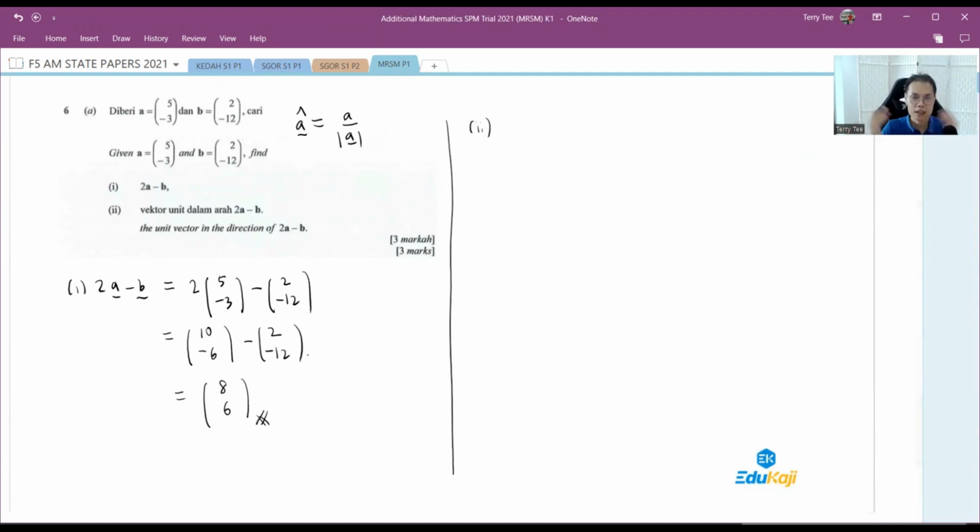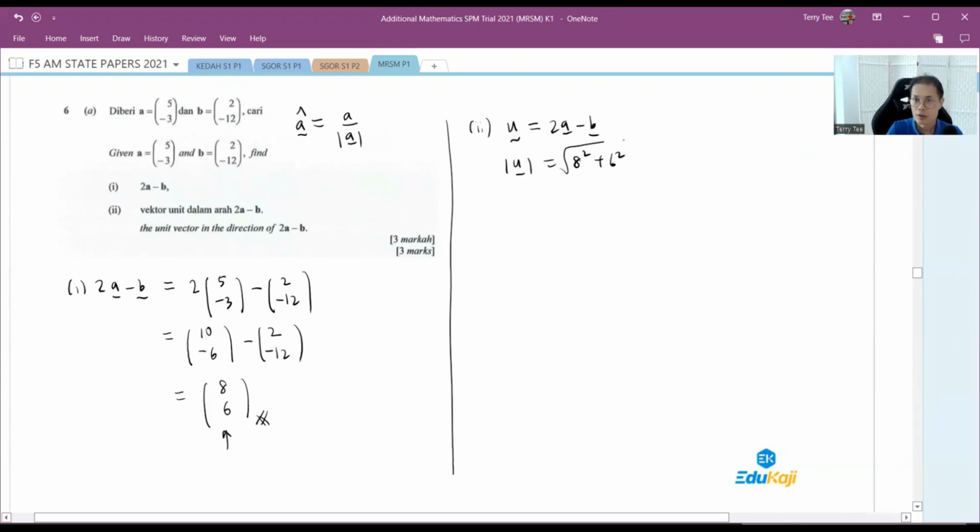Just like buying vegetables. Price of 5 kg is 10 ringgit. Price of 1 kg, you divide by 5, you get 10 divided by 5, 2 ringgit per kg. So you're finding per unit of a particular vector. So what most people will do is take this vector and divide by its magnitude. We can just represent this with another symbol like u, unit vector. You can say let u be 2a minus b. The magnitude of u will be the square root of 8 squared plus 6 squared, which gives us 10. Your unit vector of u is just 1 over 10, 8, 6.